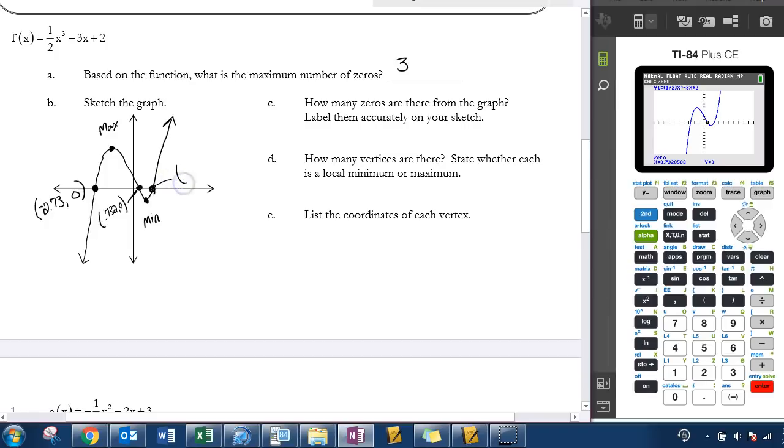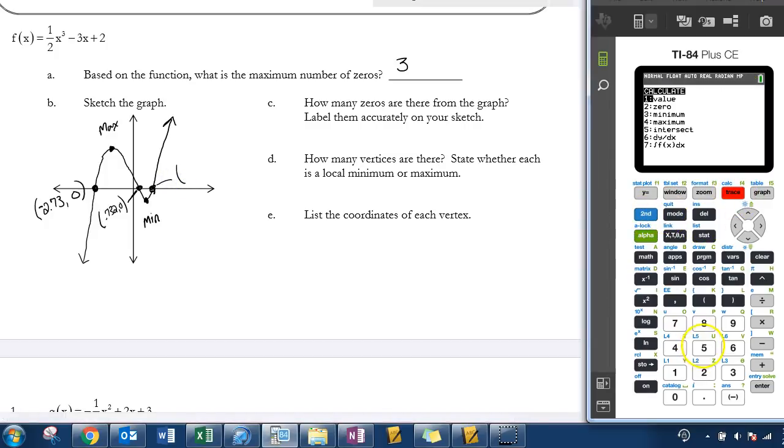And then for my last 0, do the process all over again, second trace 5. Left bound, stay to the left, enter, right bound, stay to the right, enter, guess. Oops, I picked the wrong thing. I must have done intersect, so it's 0 that I'm looking for, which is number 2. Left bound is around here. Right bound is up here. Guess is enter. 2, 0.